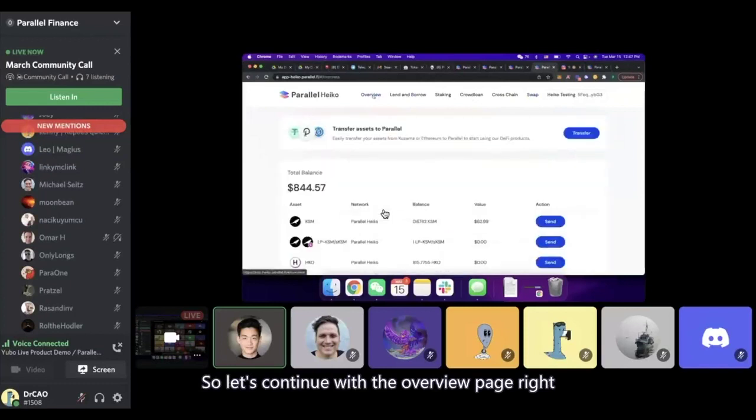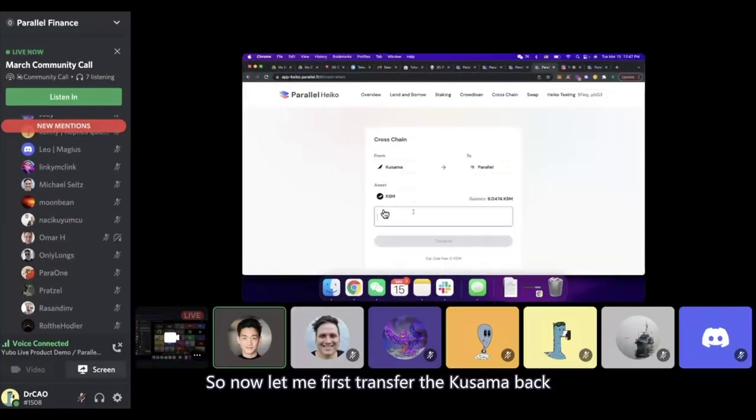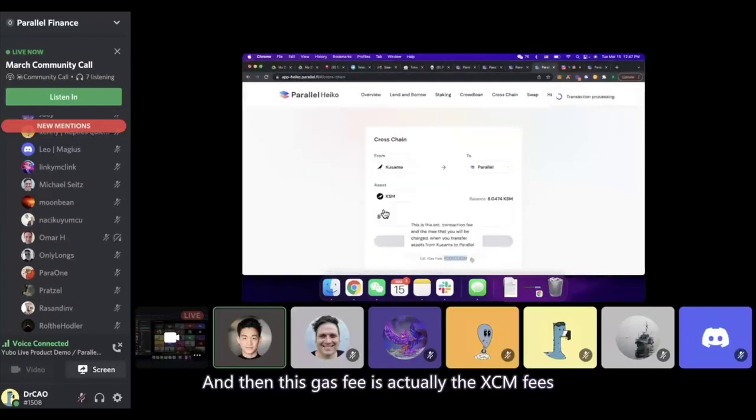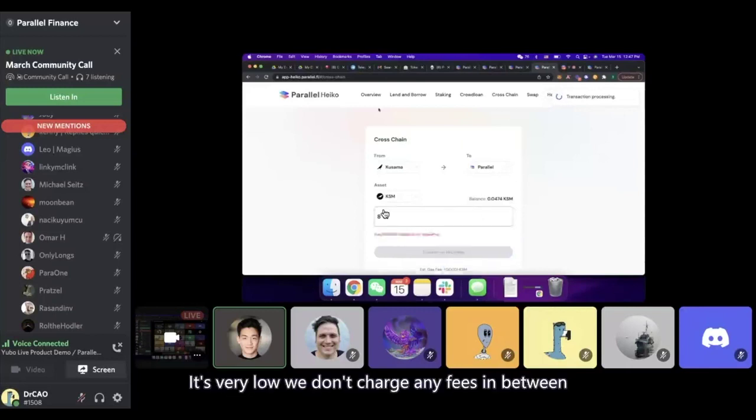So let's continue with the overview page. Now let me first transfer the 8 Kusama back to get started, and this gas fee is actually the XCM fees. It's very low. We don't charge any fees in between.